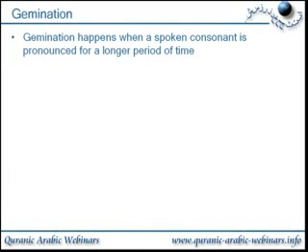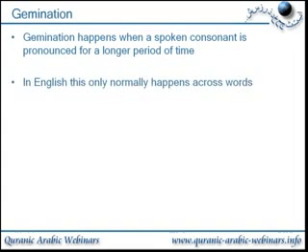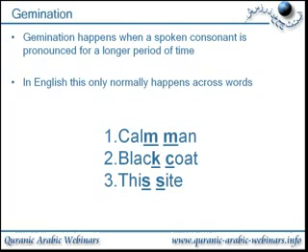The actual definition: gemination happens when a spoken consonant is pronounced for a longer period of time. In English, this only normally happens across words. So just to explain that, we'll do three simple examples. What we're talking about is a certain letter, what they normally call consonants, which is held for a slightly longer period of time. And in English, this normally happens where you have the same sound at the end of one word and the beginning of the next word. And it's when you say both words quite quickly.